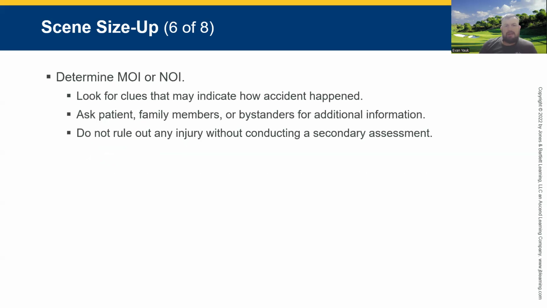So determining the mechanism of injury or nature of illness, look for clues that may indicate how the accident happened. Ask patient, family members, or bystanders for additional information. Do not rule out any injury without conducting a secondary assessment. So look for clues that may indicate how an accident happened. So this is kind of going to be that mechanism of injury.